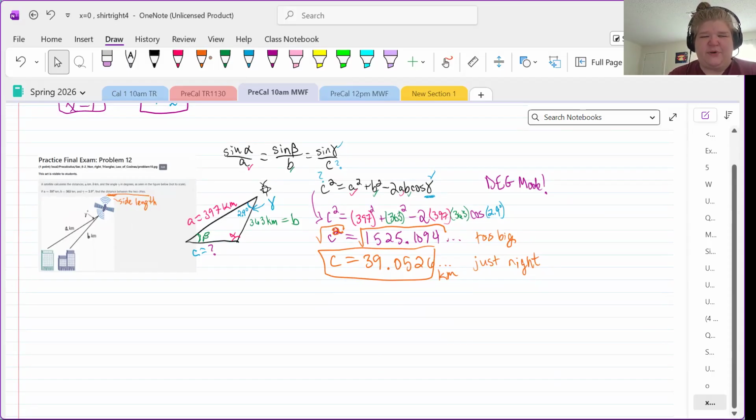Because this question in particular, it's very easy to have your calculator in the wrong mode and not realize it. So if you do the calculation and you're like, this isn't the answer, double check your mode, if you don't see the answer in the answer choices.